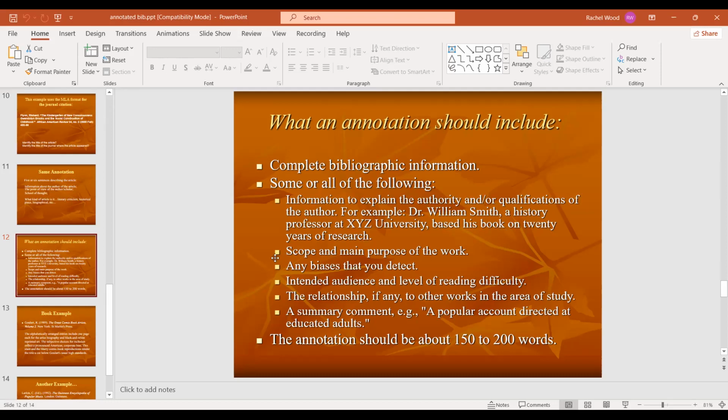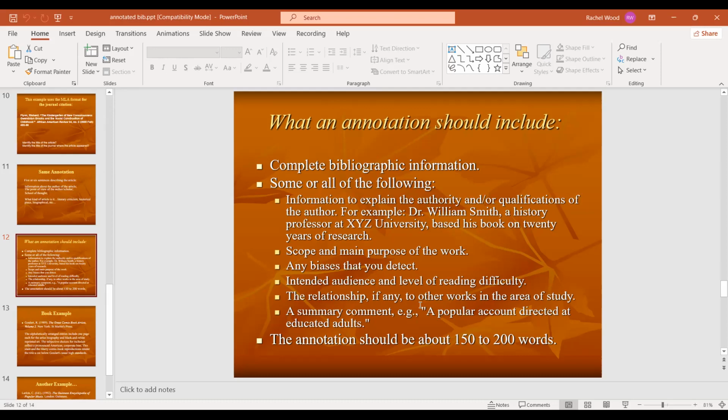And then you want to look at the scope and the main purpose of the work. Why did this researcher decide to write this paper? If you detect any biases, as I previously mentioned, that's very important. And who is the audience? Is it a difficult read? I can tell you that in my own humble experience as a writer and a researcher, I have run across articles, especially those that are in the medical fields, that are very difficult to read. They have difficult words to pronounce, things like that. So just keep that in mind as you're going through looking for research sources.